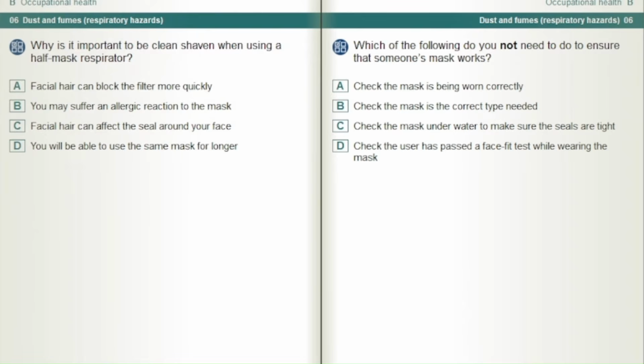Why is it important to be clean-shaven when using a half-mask respirator? Facial hair can block the filter more quickly. You may suffer an allergic reaction to the mask. Facial hair can affect the seal around your face. You will be able to use the same mask for longer.